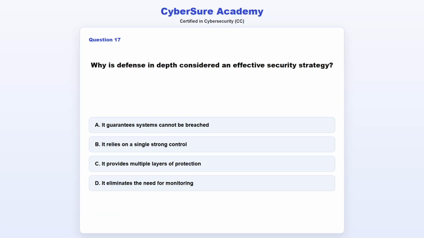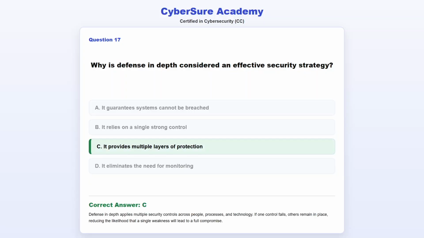Question number 17. Why is defense in depth considered an effective security strategy? A. It guarantees systems cannot be breached. B. It relies on a single strong control. C. It provides multiple layers of protection. D. It eliminates the need for monitoring. The correct answer to question 17 is C.